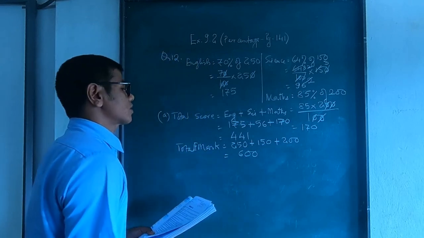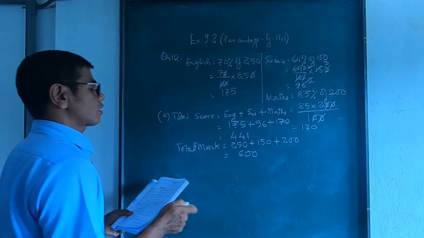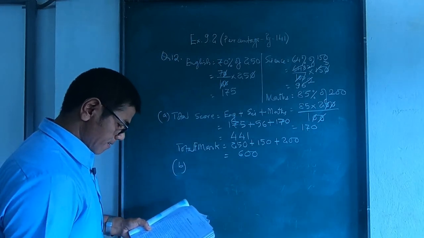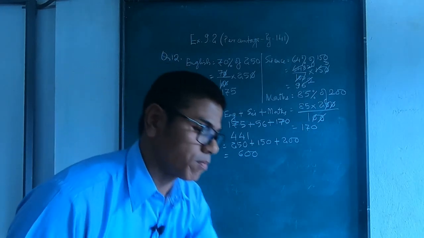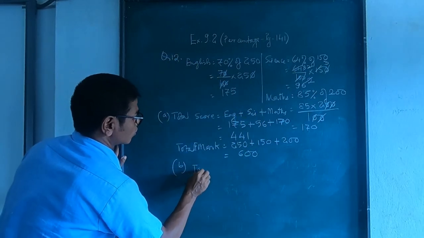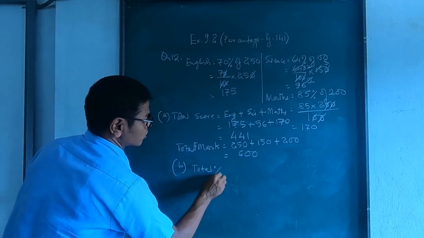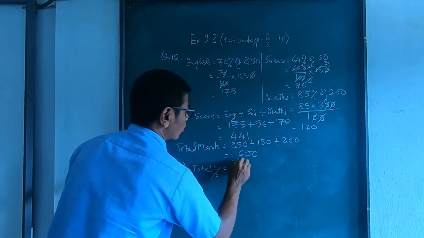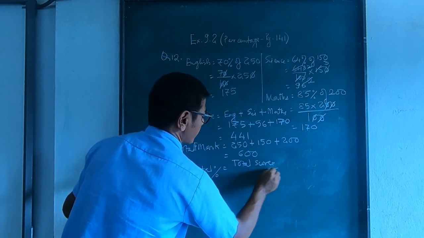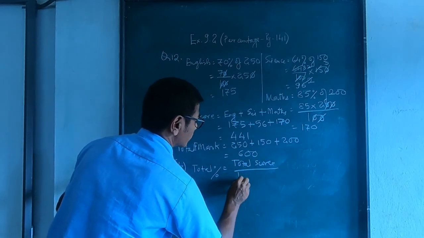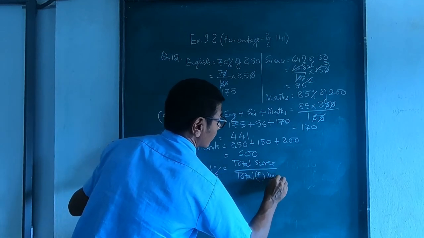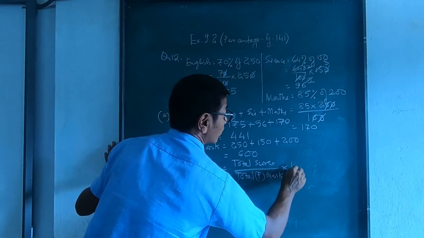Yeah, 600. So it's a total mark. Now, in order to find B, find the total percentage mark. So we have to find total percentage equal to total score divided by total full mark into 100.